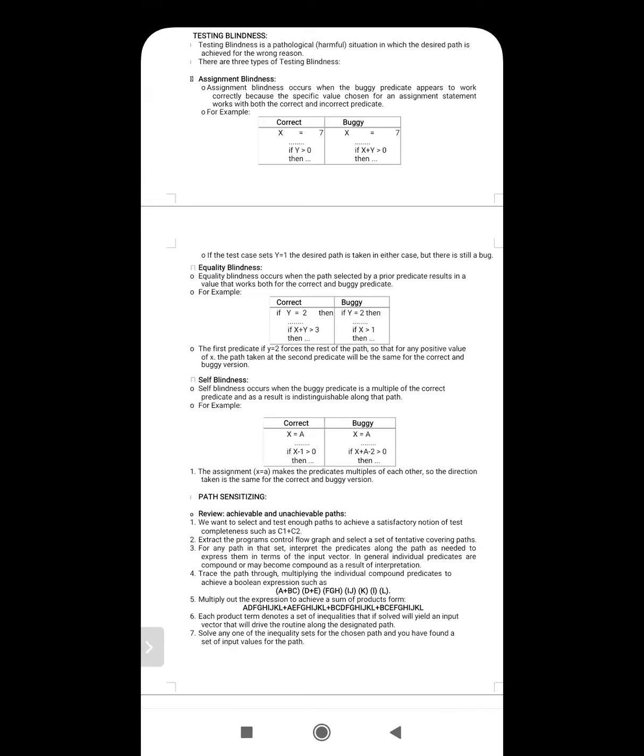Here in this testing blindness, we are having some blindness methods or types: assignment blindness, equity blindness, self blindness. These are the three blindness types. First one, assignment blindness.